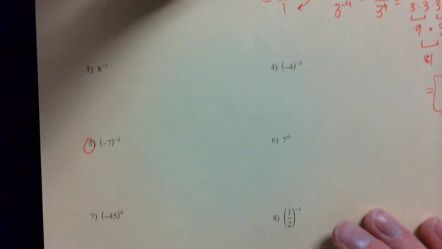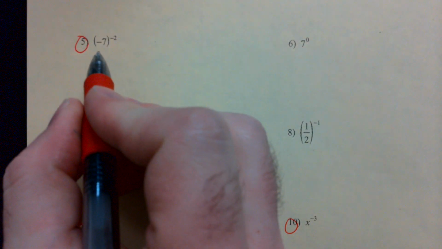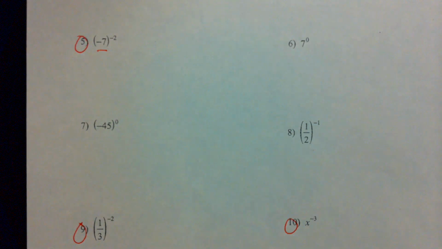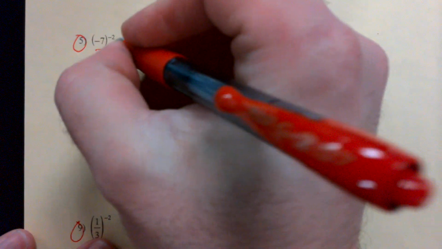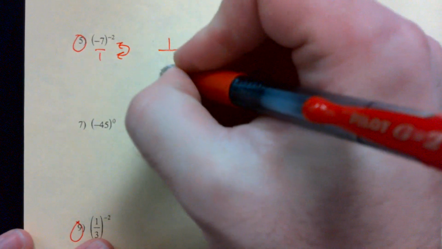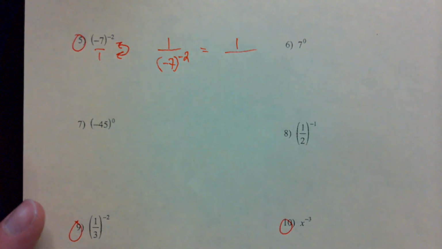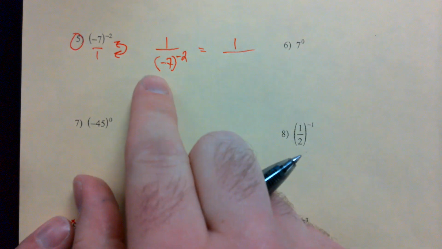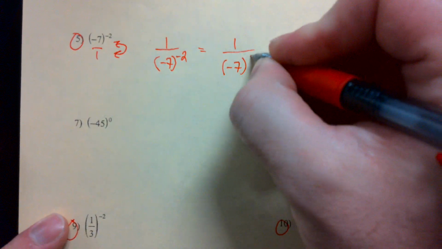Down to 5. Now 5 is a little different because we have a negative base. So you might assume, oh, my answer here is going to be negative. Not too fast. Let's take it step by step and see. We'll put this over 1 and flip it. 1 over negative 7 to the negative 2. After I flip my fraction, what am I going to do next? Make the negative to a positive. Make the 7 into a positive? No, the negative. That's right. Make our exponent into a positive.